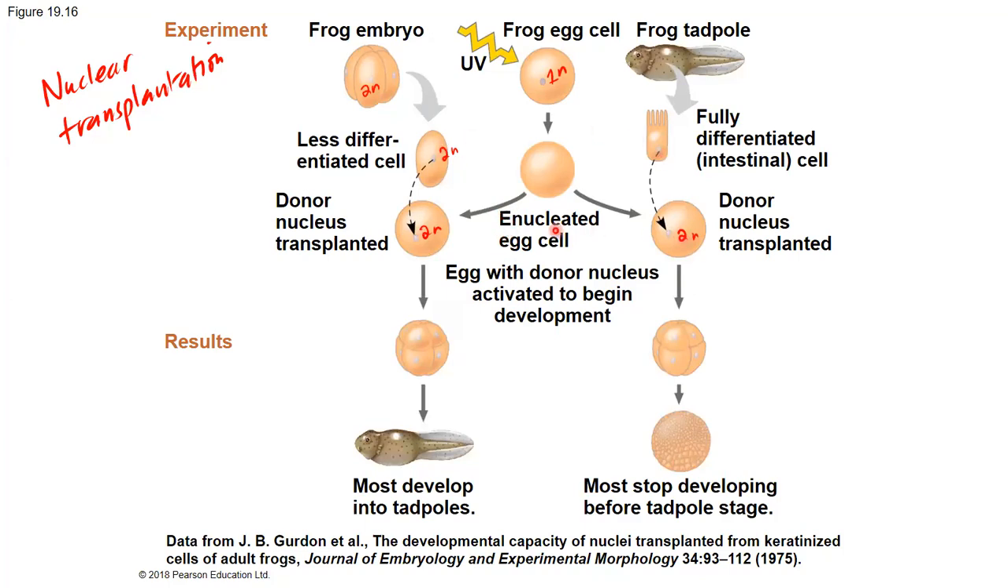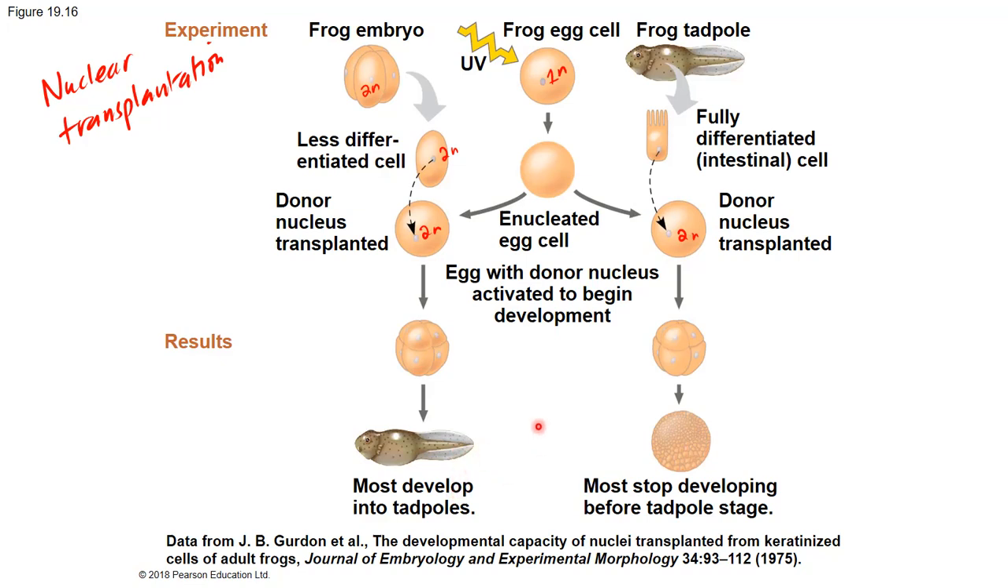And both nuclei were added to enucleated egg cells. Now we have a zygote, or something that resembles a zygote, a diploid cell that can undergo development. And what happens is that when the nucleus was obtained from a fully differentiated intestinal cell from the tadpole, the embryo did not progress through later stages of development, while the nucleus of a less differentiated cell was able to support development of the embryo into the tadpole stage. Okay.